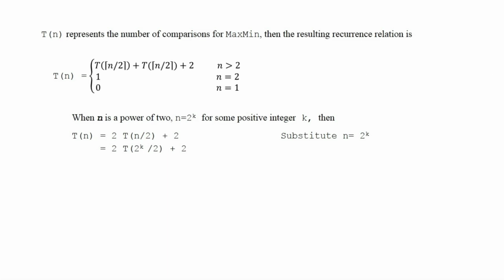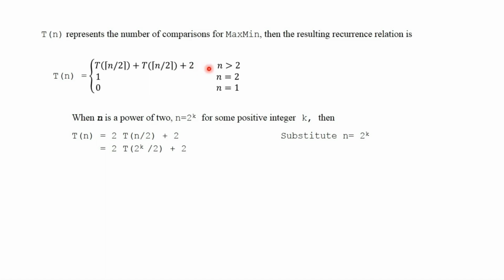Let us analyze the max-min function. So T of n represents the number of comparisons made while executing the max-min function. The recurrence relation for T of n is given as follows: we are going to divide into two sub-problems, right? So T of n by 2 is the number of comparisons in order to find the min and max for half the elements, and we need T of n by 2 comparisons to solve each half. And when merging the two solutions, we are making two comparisons.